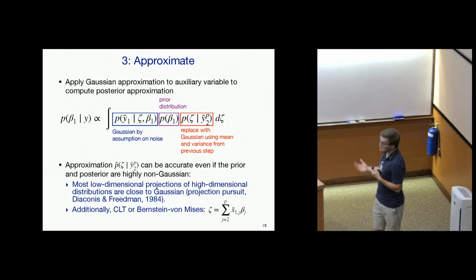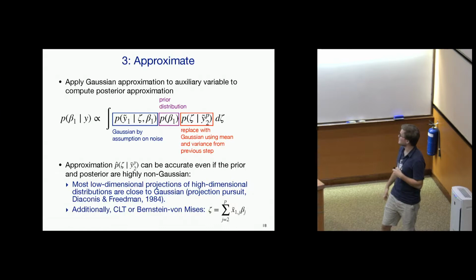But for us it's a positive result, in the sense that maybe our approximation might make sense, because we're also looking at a low-dimensional summary of a high-dimensional posterior. Additionally, a much more hand-wavy way to look at this is that zeta is a weighted sum of these betas. If these betas are independent, then the central limit theorem, under some condition on these x tildes, would tell you that for large p it would be close to Gaussian.